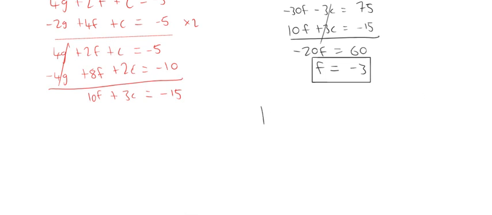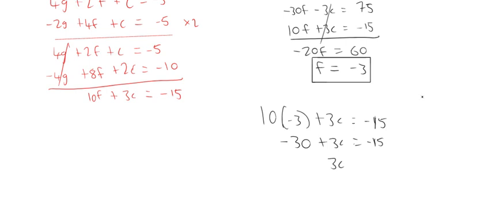So 10 times minus 3 plus 3c is equal to minus 15. So minus 30 plus 3c is equal to minus 15. Bring across the minus 30, added, so we get 15. So 3c is equal to 15 and c is equal to 5. So we get c is equal to 5 there.